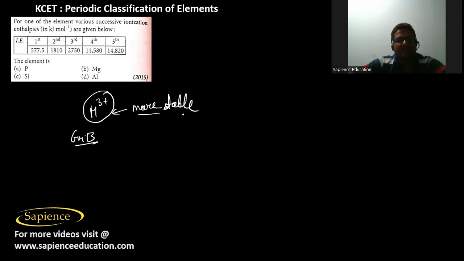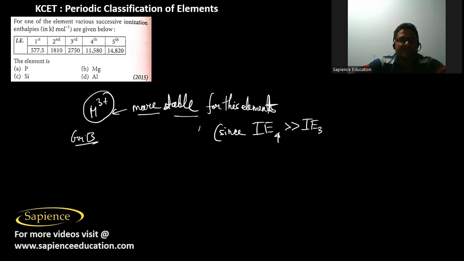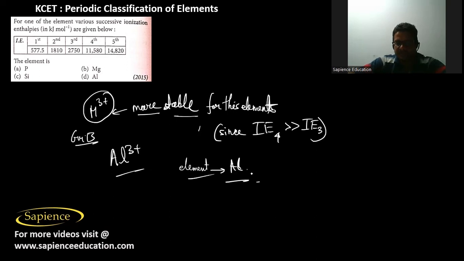So it means M3+ is more stable. So it means that it should be in group number 13. M3+ ion should be more stable for this element, since here the fourth ionization enthalpy is much higher than the third ionization enthalpy. There is a sudden large difference. So it means that it should be Al3+ ion. Therefore, the element should be aluminum. So option D is the correct answer.